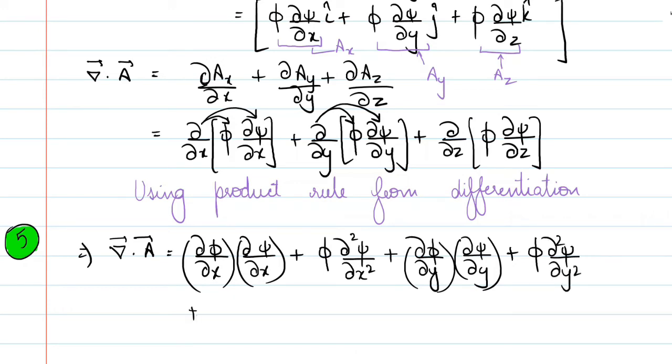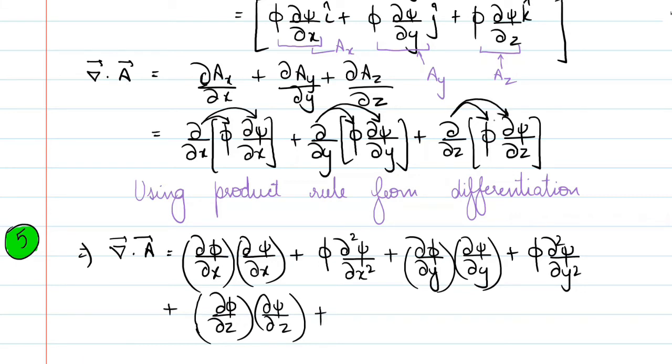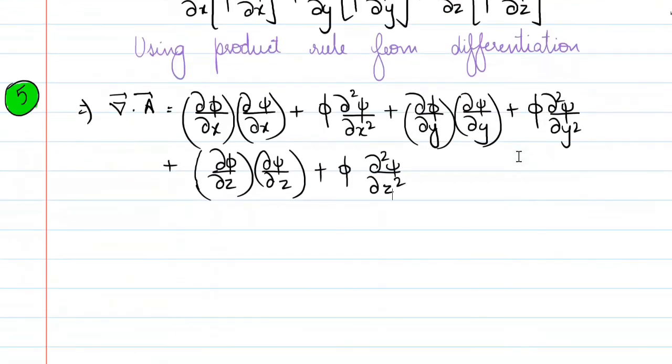Then the next term, this would operate once on phi, which gives us ∂phi/∂z and ∂psi/∂z as it is, plus in the next term it would operate on this, which would give us phi as it is and ∂²psi/∂z², since we have ∂z here and ∂z here as well. Now let's see how we can write this down. First, let's arrange the similar looking terms.